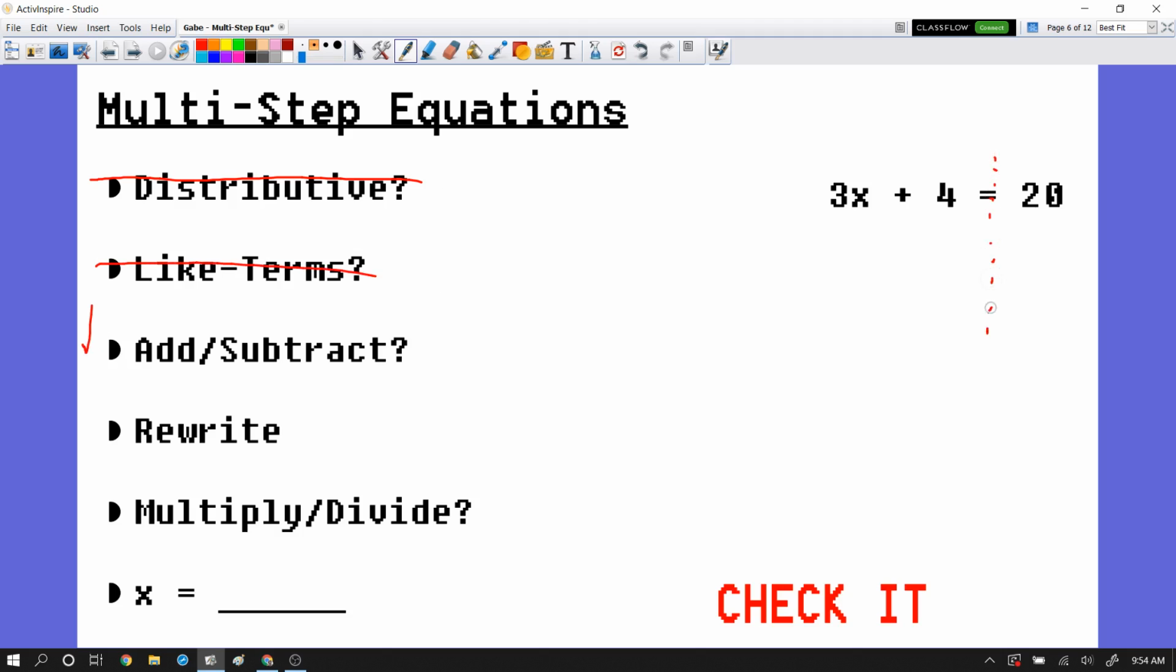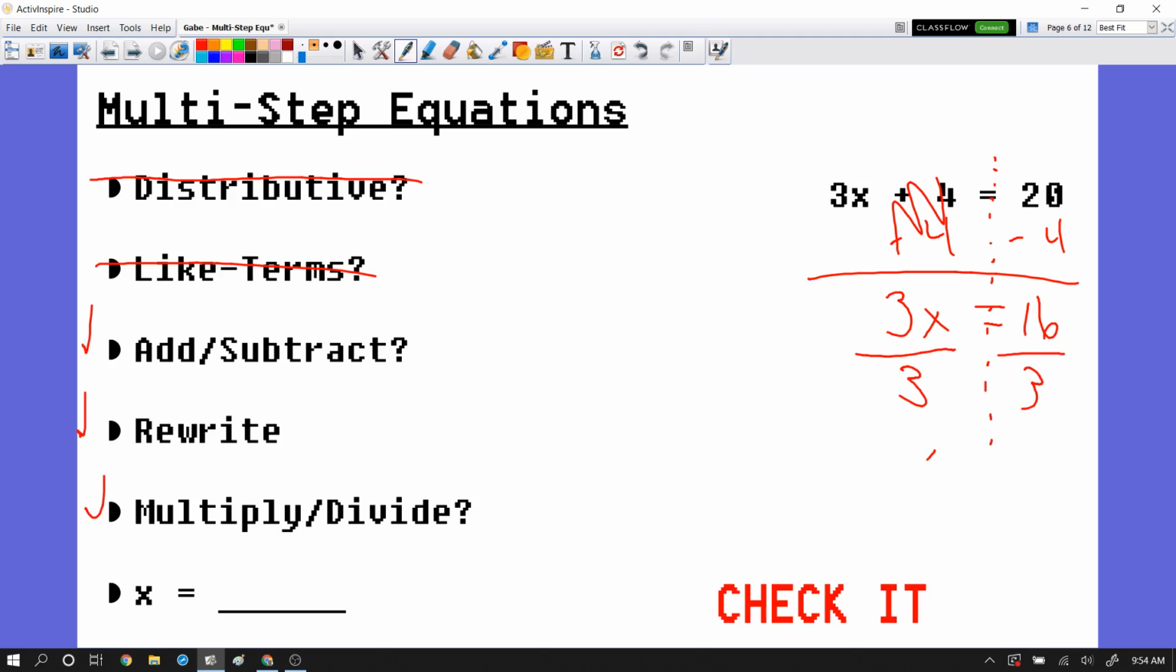So you should have paused it already and you should have an answer and you should have already checked it. And you're like, I already know what you're going to say because I've already checked it. And I'm like, that's the whole point. Minus 4 minus 4, 3x equals 16. Okay. I rewrote it. Doing multiplication or division. Yes. I'm multiplying by 3, so I'm going to divide by 3. 16, so 3, 6, 9, 12. So it's going to go in 5, and then we're going to have 1/3.